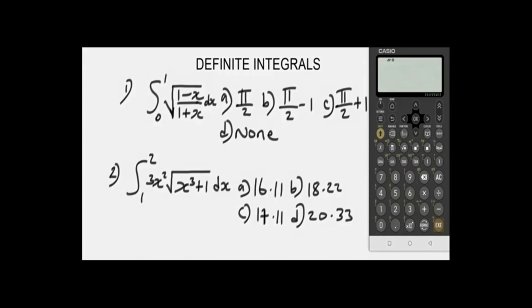Next thing to do will be to ensure that the calculator is in radian. To put it in radian, press the setting button again, go to calculator setting, press execute, then navigate down to angle units, go to radian. Radian is what we want. Press execute. So it's now in radian. Alright, so let's go back.